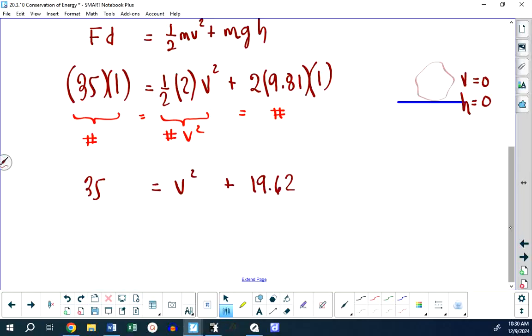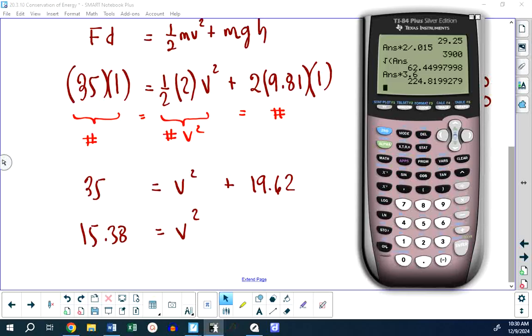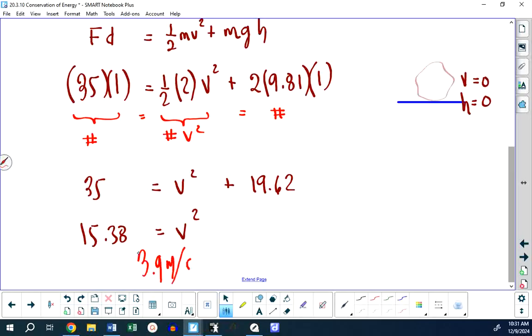Can you double check my arithmetic? Pretty sure that's right. I mean, we kind of caught a lucky break here that the mass of the rock is 2 kilograms and it's 1/2 times 2, which is just 1. Then times v squared. So v squared will equal, I want to say 15.38. Pretty sure. Take the square root, you're going to get just a little bit under 4 meters per second. 3.9. You okay with that?